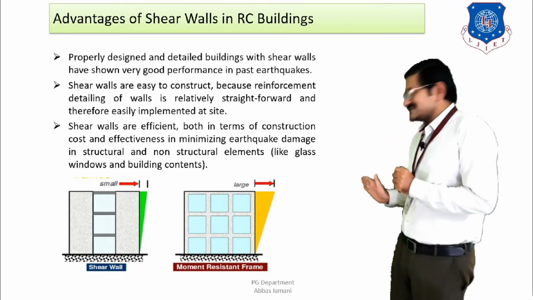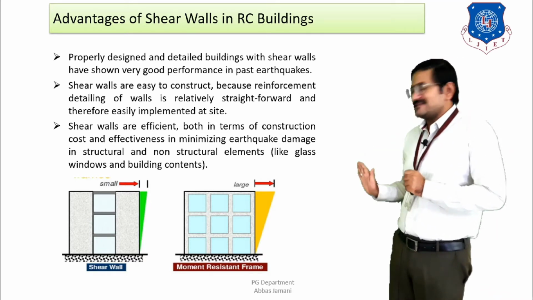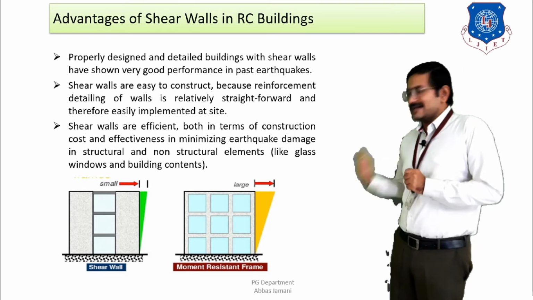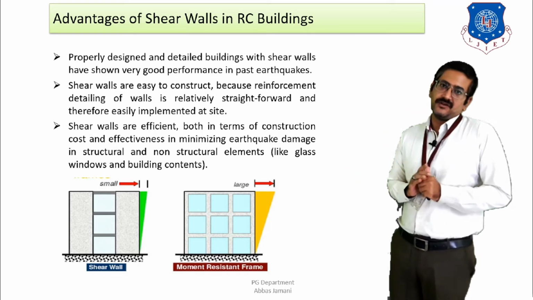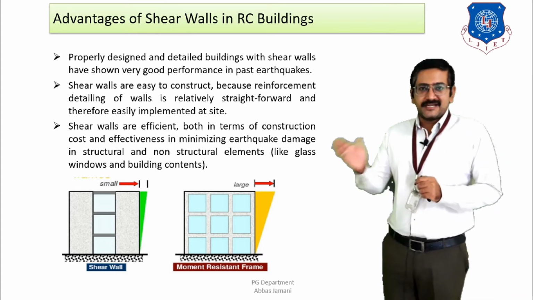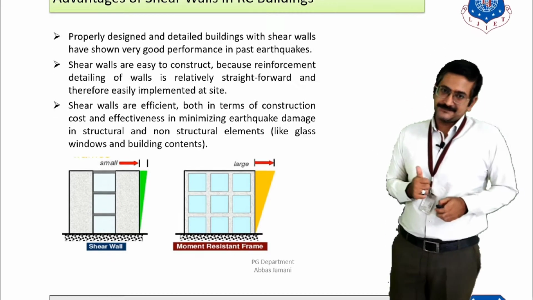And if you compare the same with the moment resisting frame, where only columns and beams are present, then in that case large deformation of the structure is going to be there, which is on a much higher side as compared to that of the shear wall. So that is why the shear wall is going to be effective, and at the same time it is going to add stability to the structure as well.